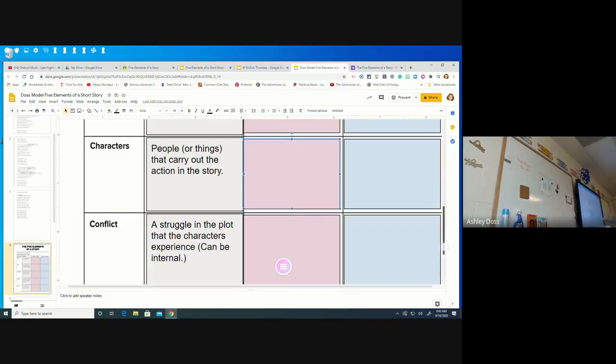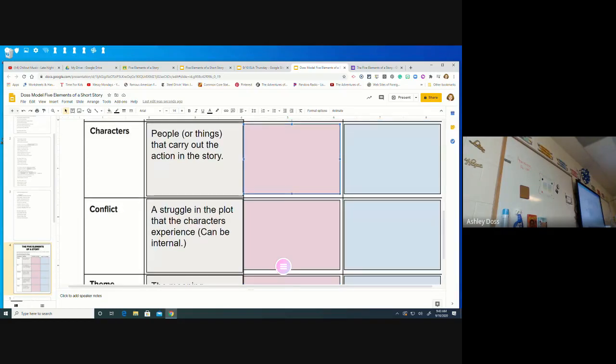I'll keep characters there. Conflict. Conflict is a dramatic struggle. So, a struggle in the plot that the characters experience. In parentheses, James, you need to know that it can be internal. Please check your plot definition, bud. So if your plot definition doesn't look like that, fix it, please. We're going to spend a ton of time talking about conflict. It's one of my favorite things to talk about and analyze in a story. Conflict makes the world go round.